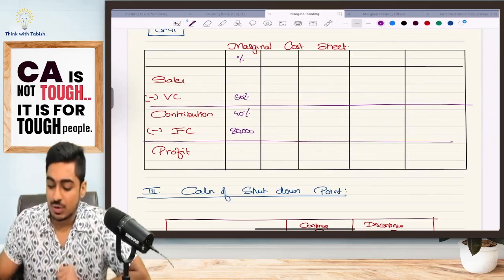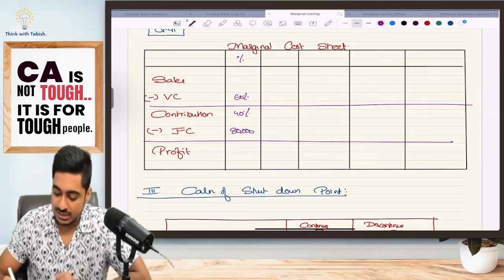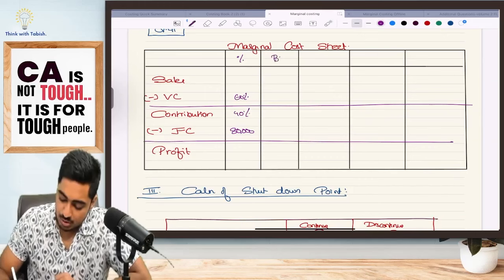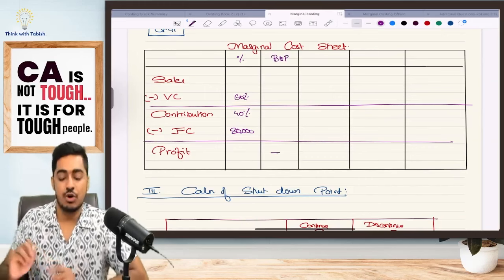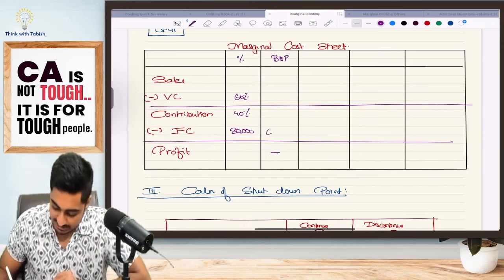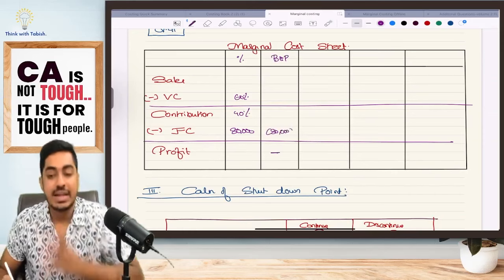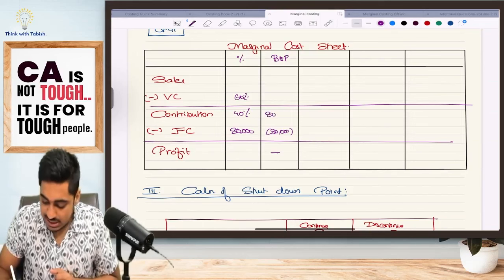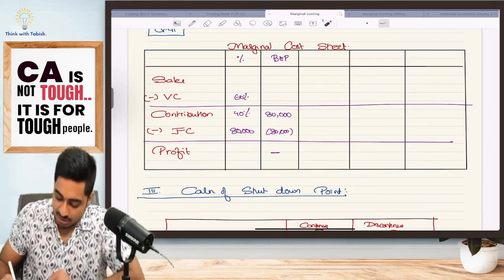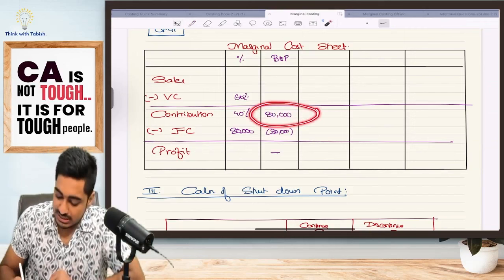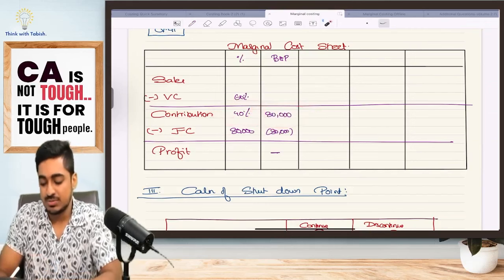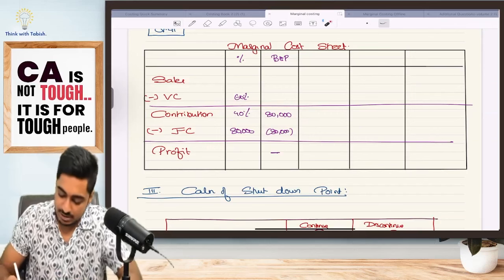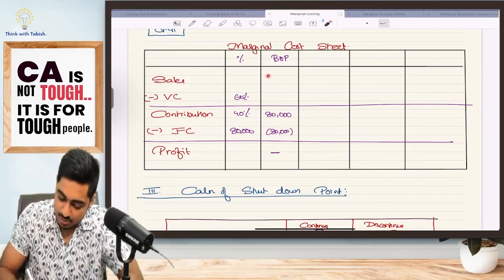First requirement, what sales volume should be obtained for break even? What is break even? No profit, no loss. But how much fixed cost do I have to pay? 80,000 fixed cost. To pay that, I want 80,000 rupees as contribution. It is 40% of sale. That means how much should my sale be? 80,000 divided by 40%. My sale should be 2 lakh rupees.